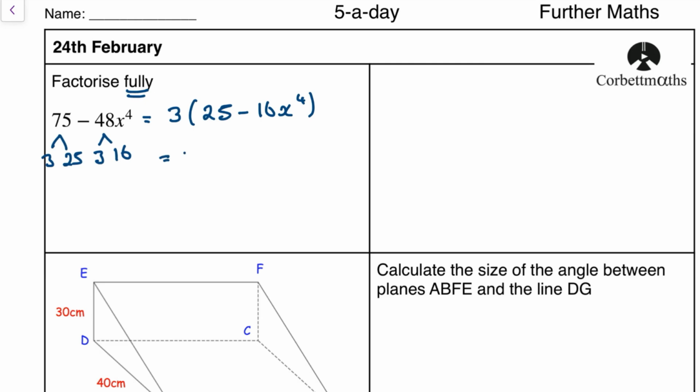Factorise fully, so therefore I also have to factorise this down to 5 minus 4x squared and 5 plus 4x squared. And that is the first question done. One of those that's very easy to miss a few marks on, but good question.